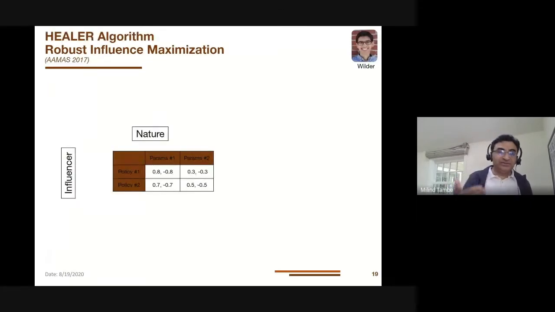So here's how this is supposed to work. We have this influencer trying to choose a policy. So first, it'll say, okay, choose these 5 youth. But nature may, along the columns are the strategies nature can play. Along the rows are the strategies the influencer can play in choosing which youth to select. And so nature can choose parameter settings to cause our policy to perform as badly as possible. And so this is a game.